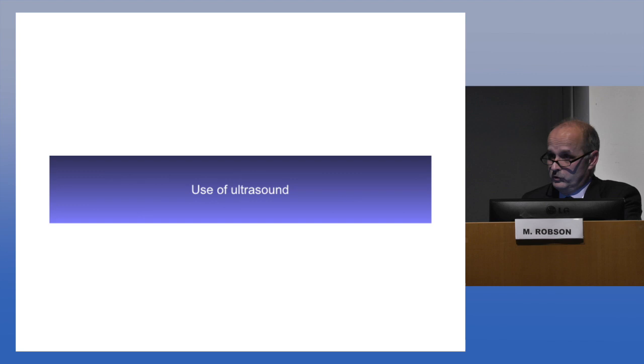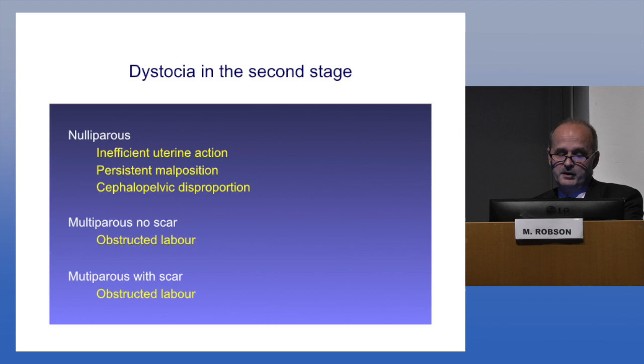Treatment. These are the causes, and these are the type of women. So there's inefficient uterine action, persistent malposition, cephalopelvic disproportion in nulliparous women, and obstructed labor in multips with no scar, and multips with scar. In nulliparous women, even if they've got to full dilatation, even if they've got there very quickly, inefficient uterine action is the most common cause. And we would, as I will come to in a minute, treat that with oxytocin first.